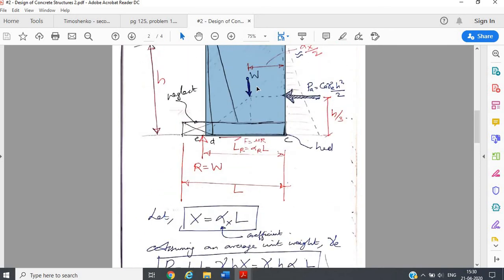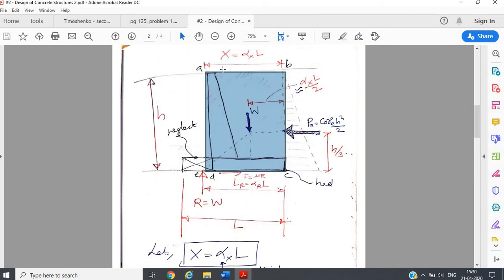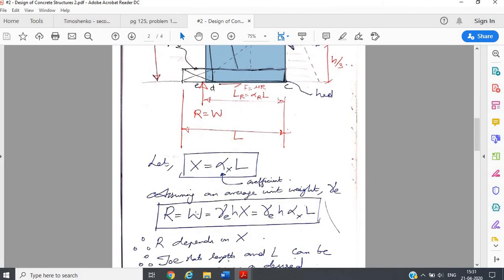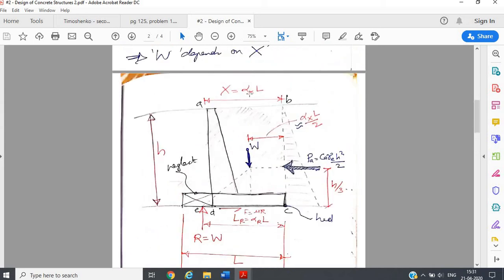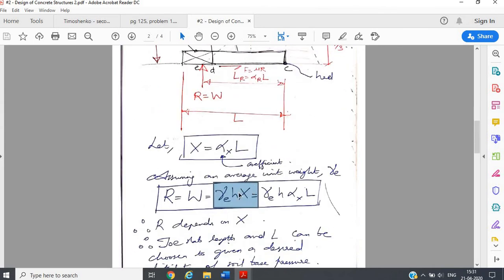So the total weight is gamma E into h into x, the unit weight times this area. Of course, the length of the retaining wall is always unity. So that will be equal to W. So R equals W equals this. Now alpha x, we have already assumed as alpha x into L. So this expression will be gamma E h alpha x into L.